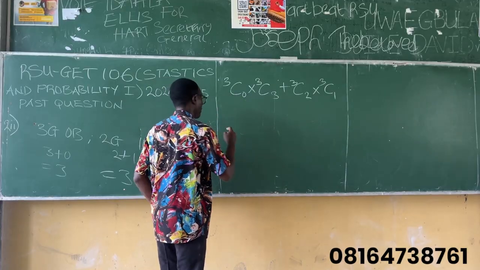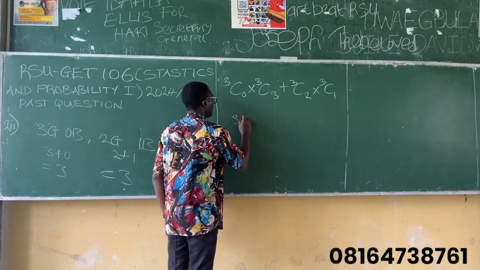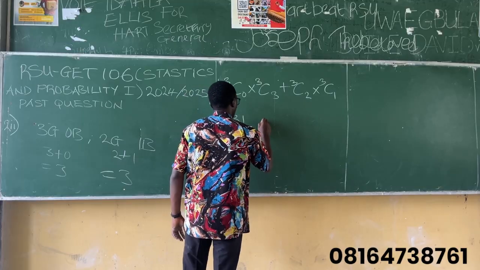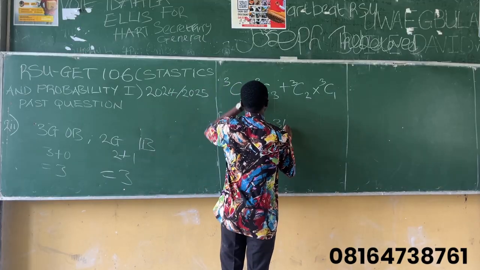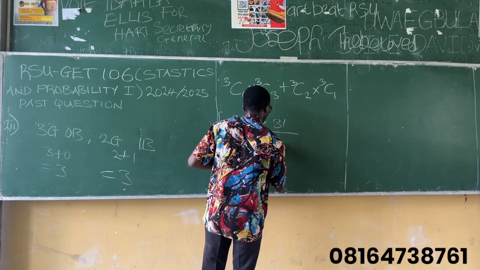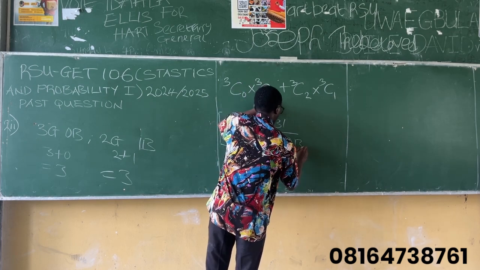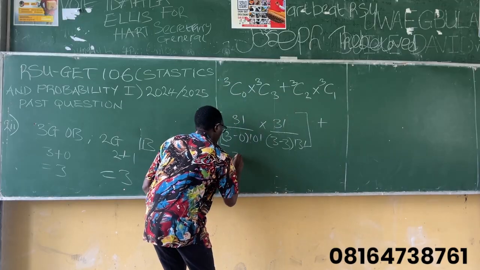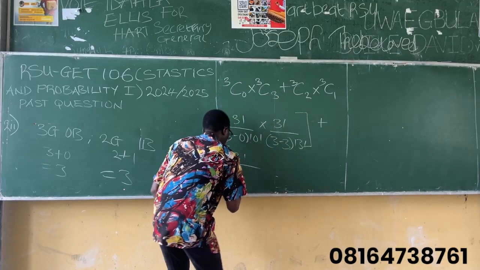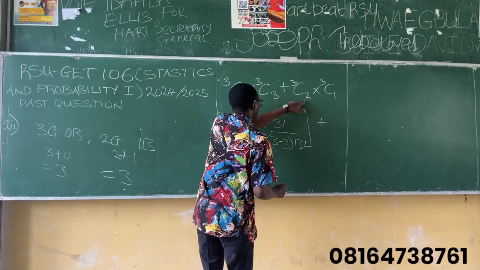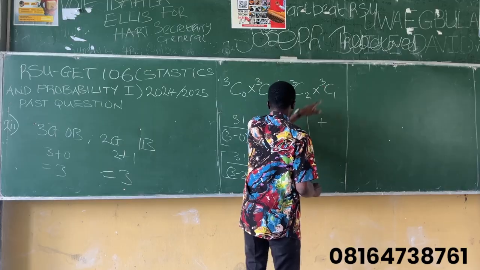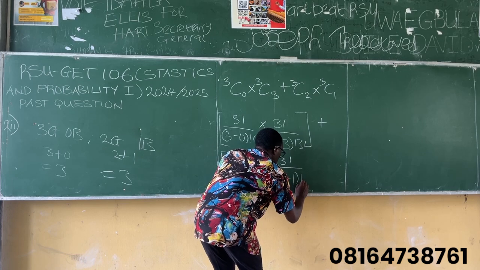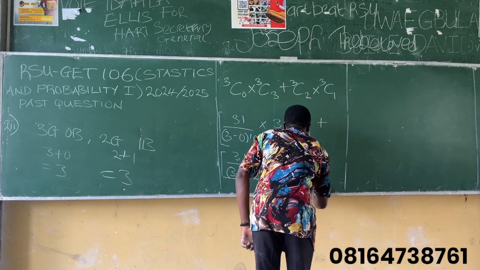So this is 3 combination 0 from what I showed you before from the formula. This would be 3 factorial divided by (3 minus 0) factorial, 0 factorial, multiplied by 3 factorial divided by (3 minus 3) factorial, 3 factorial, put this in a bracket, plus 3 factorial divided by (3 minus 2) factorial, 2 factorial, multiplied by 3 factorial divided by (3 minus 1) factorial, 1 factorial. We put this in a bracket also.